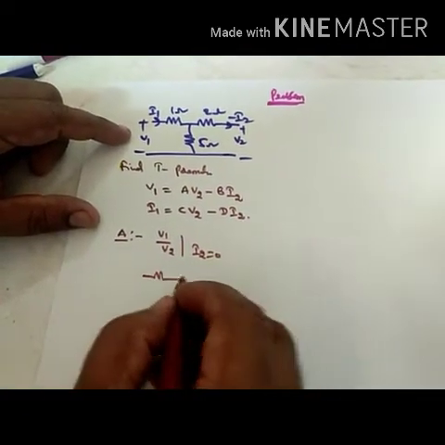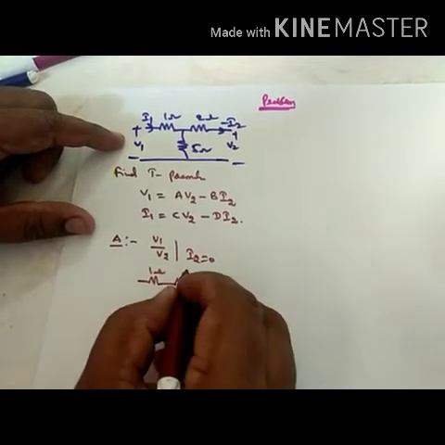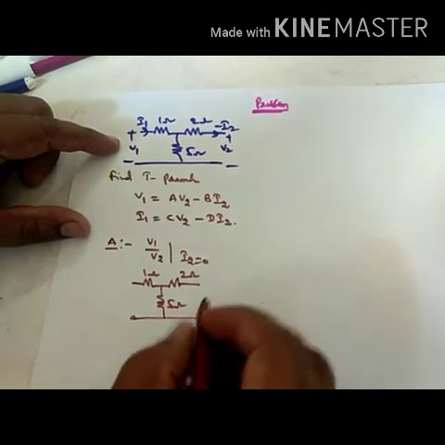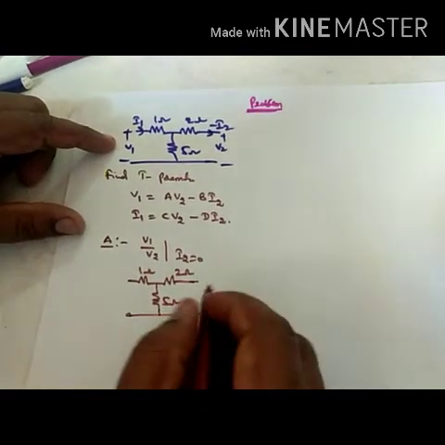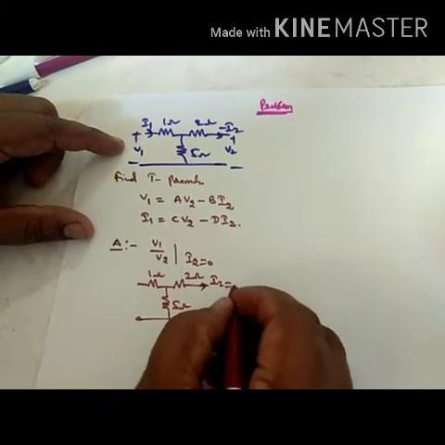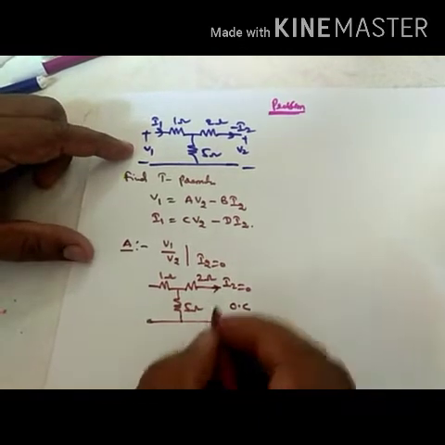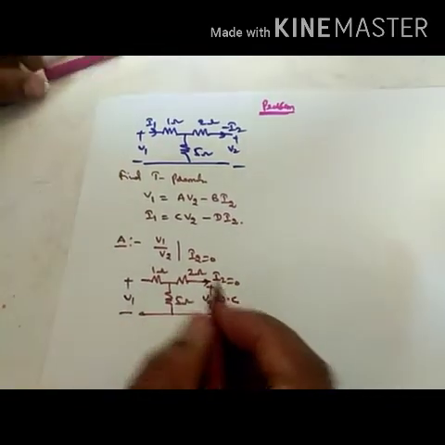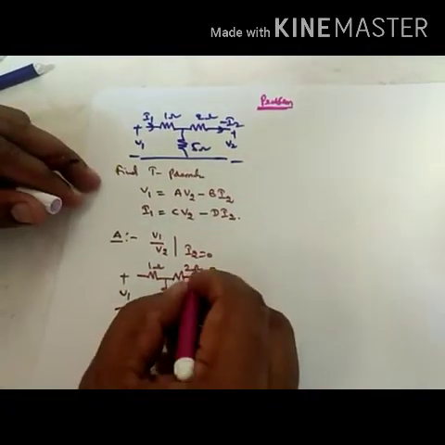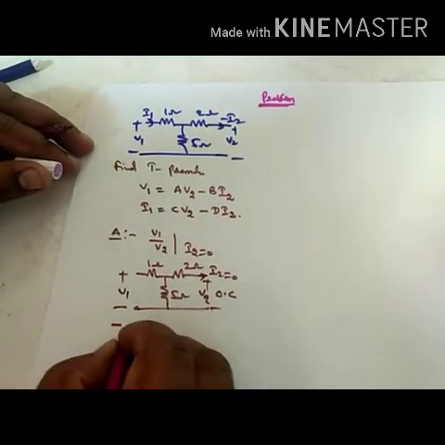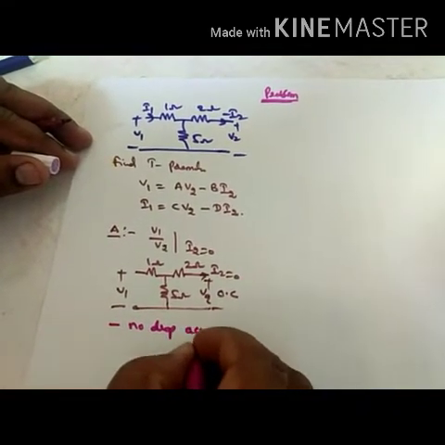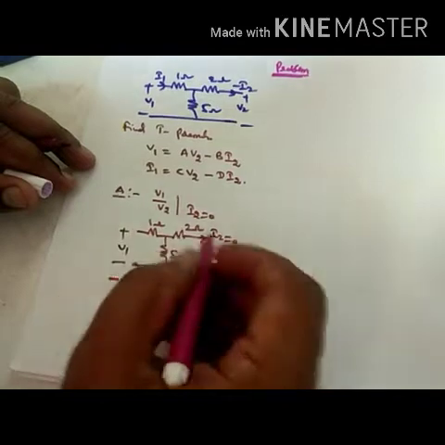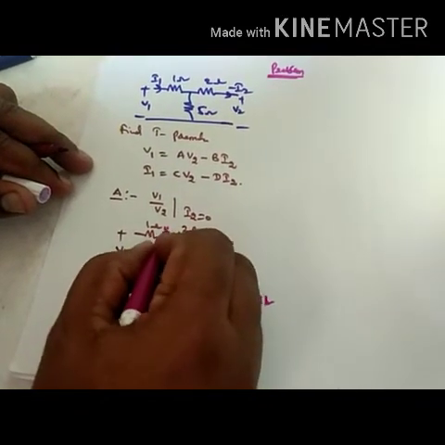Again draw the circuit: 1 ohm, 2 ohm, and 5 ohm. Here the condition is I2 equal to 0, which means open circuit. Whenever I2 is equal to 0, there is no drop across the 2 ohm resistor, so this point is also V2.